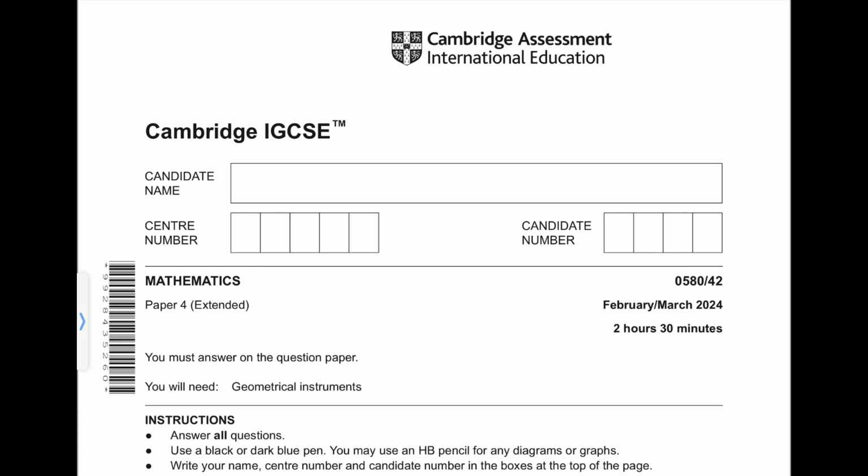So today we're looking at 0580 Paper 4 Variant 2 from March 2024.